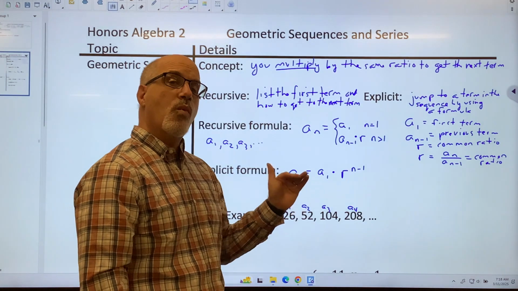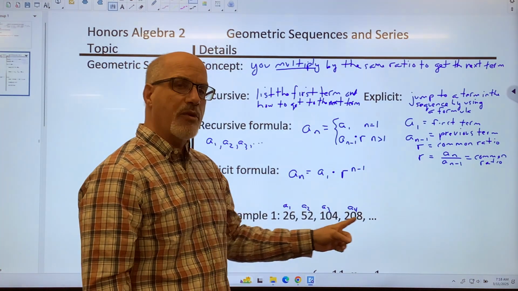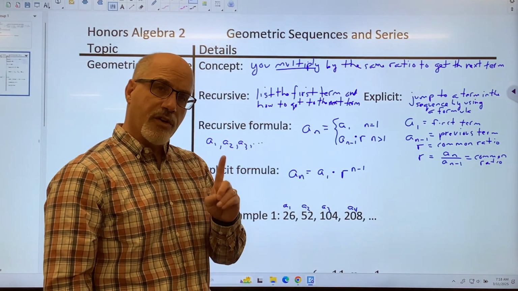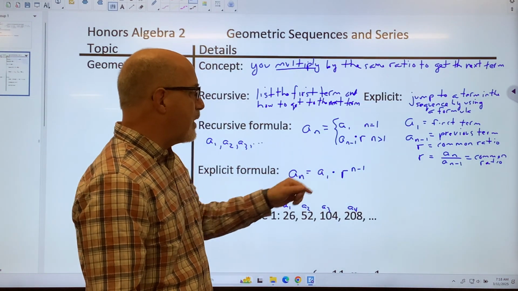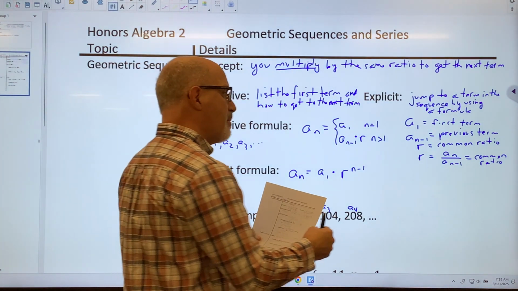It's always one less of the common ratios to get to the numbered term you're in, because we don't have to multiply by that common ratio to get to the first. So n minus 1 defines for us how many common ratios we multiply by.